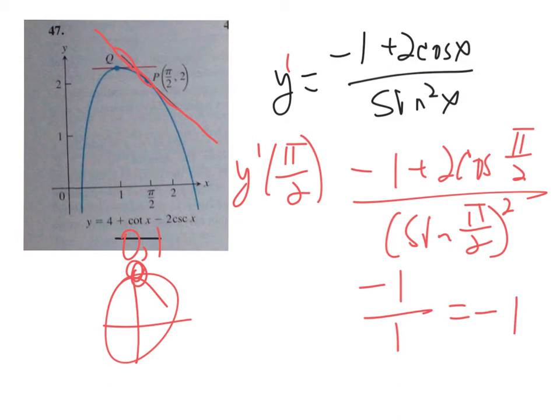And I have the point. Y minus 2 equals negative 1 times x minus pi over 2. And since I'm just doing this on paper, that's all I'm going to do. If I had to make My Math Lab happy, I'd probably have to add 2 to the other side. Okay, so that was a lot easier, that part.